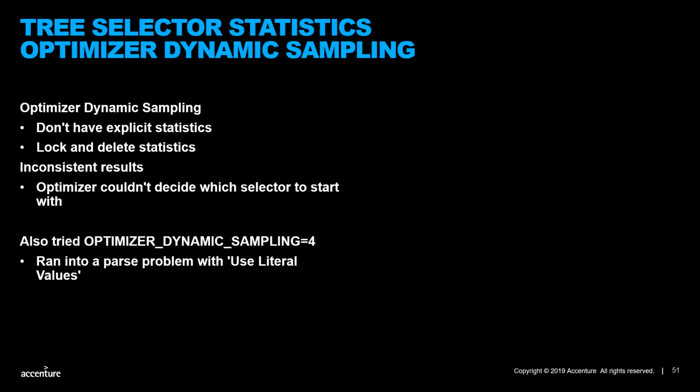We also tried turning optimizer dynamic sampling up to level 4, and then we ran into a parse problem when we were using literal values, because the huge number of literal predicates increased the parse time.